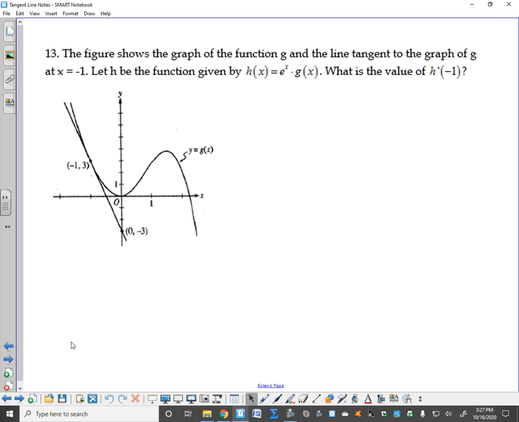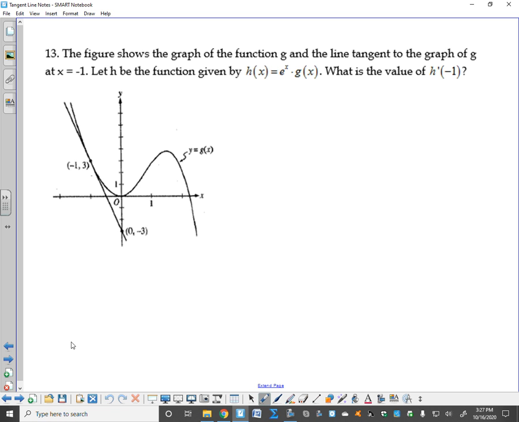Okay, number 13. It says the figure shows the graph of the function g and the line tangent to the graph of g at x equals -1. Let h be the function given by that expression. What is the value of h prime of -1?